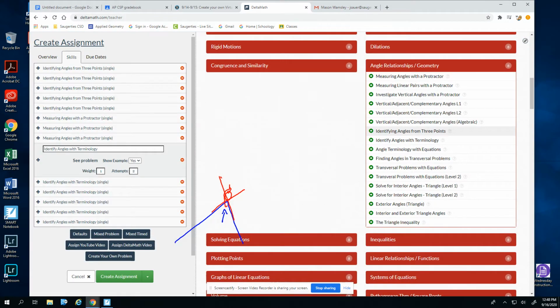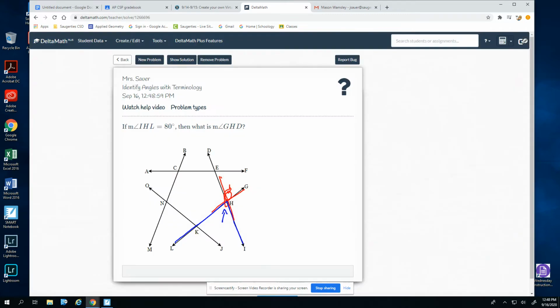I tried to pick one of each type of thing that you guys might see. So we're going to see this one. Nice that we have angle IHL, so let's trace that, is 80 degrees. What is the measure of angle GHD? So this is actually another vertical angle question. I can see that this red angle and the green angle are vertical angles. So that means that this angle is also 80 because we know vertical angles are always congruent. So we'll go ahead and enter that with our keyboard.